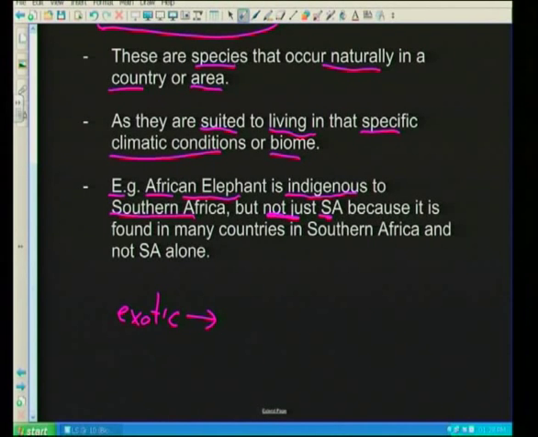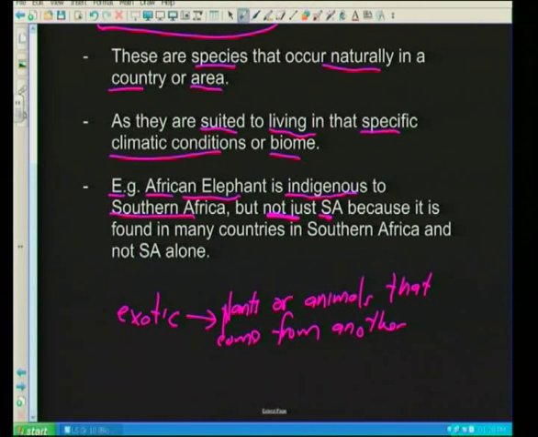Exotic refers to plants or animals that come from another country into our country. So exotic plants are basically the alien plants. They have been brought into our country illegally, and they have now become exotic plants.